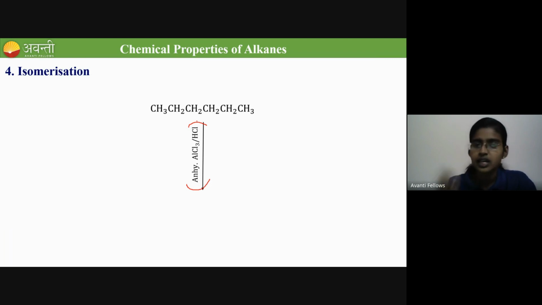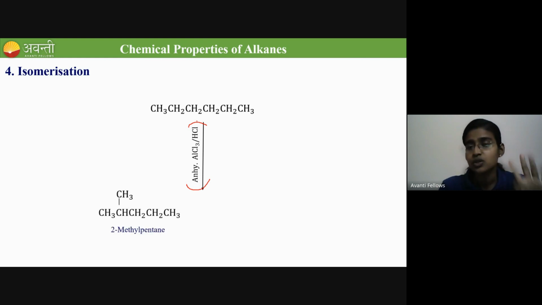The reagent which we are using in the reaction, that only determines the product. So if you are using this anhydrous AlCl3 with HCl, you will end up with two compounds. One is 2-methylpentane and the other one is 3-methylpentane.